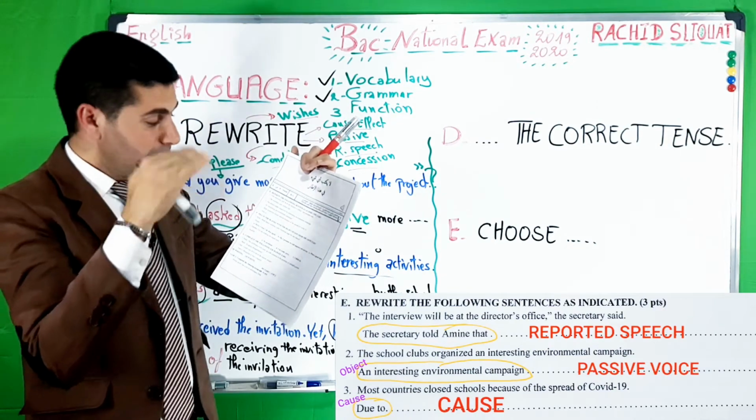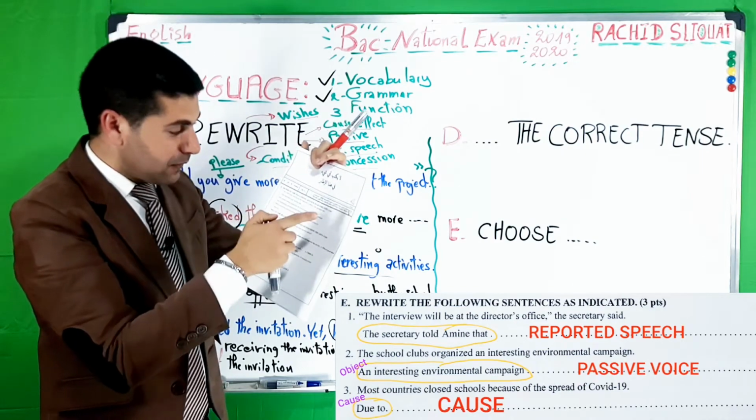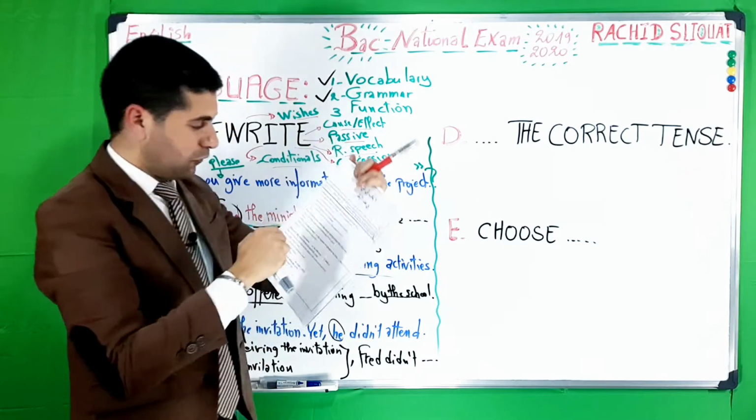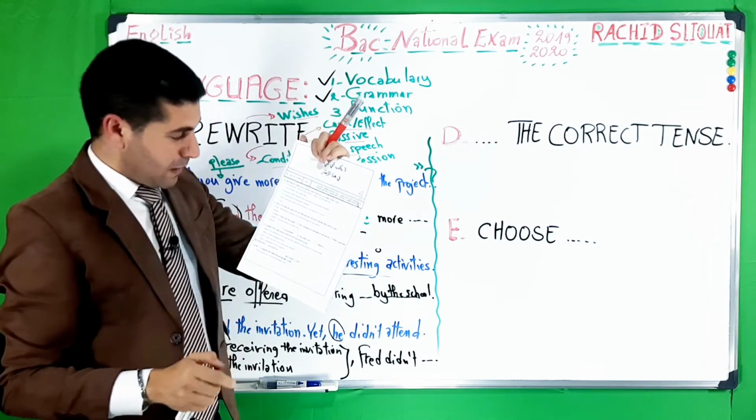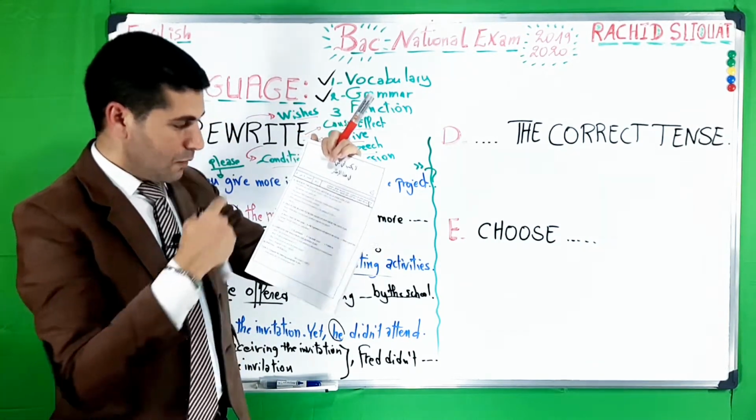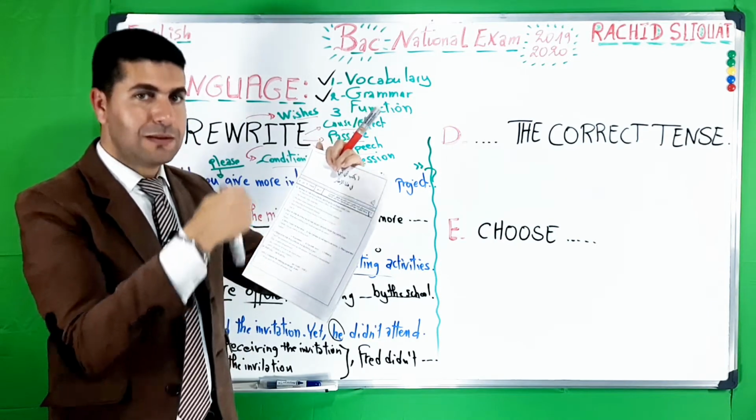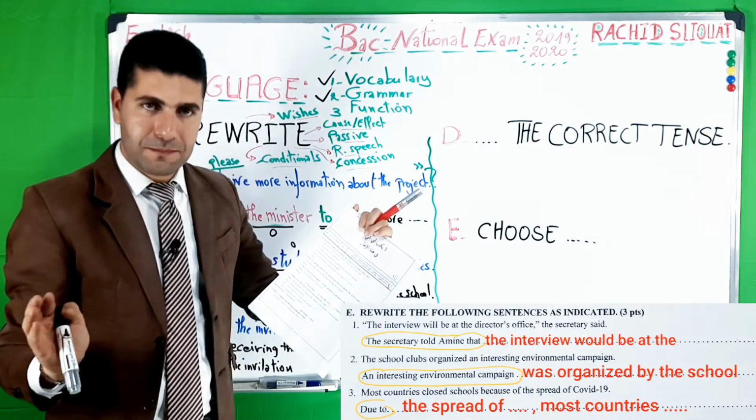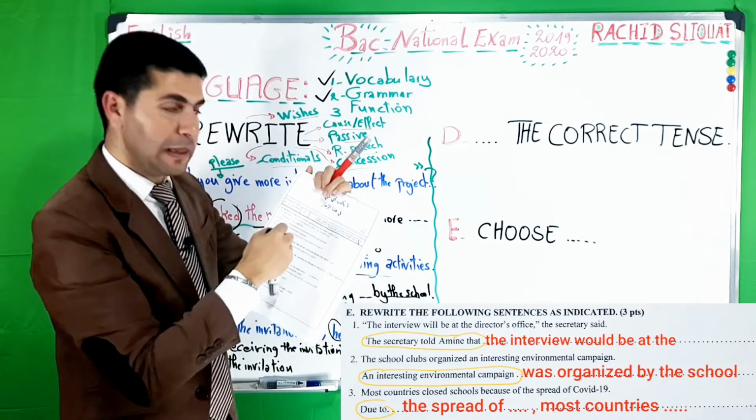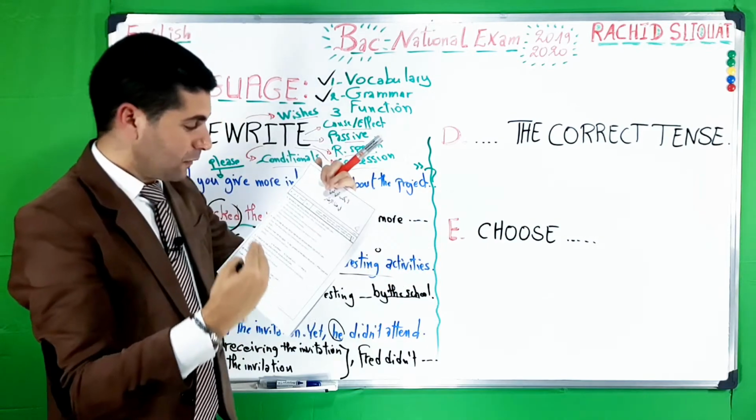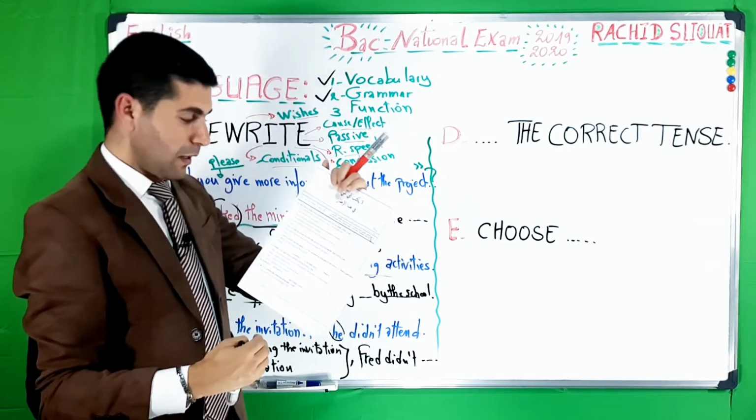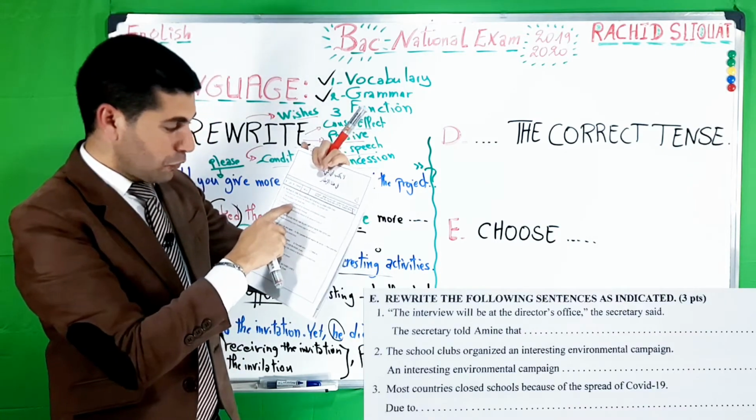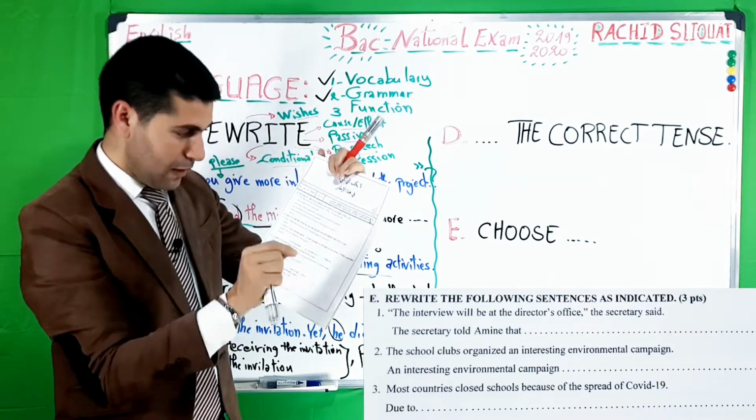And this is one. And number two, because we have the interview will be at the director's office, it is between quotation marks. So here we are concerned with the reported speech. Okay, so the secretary told Amin that the interview, what are we to change? Will, it is would. So the interview would be at the director's office. So here we are going to change only will, it becomes would. That the interview would be in the director's office. Full stop.